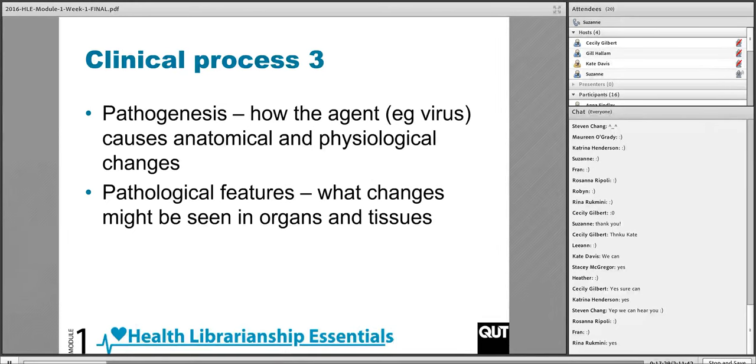Okay, so having considered causation or etiology, the clinician will also consider how the causative agent, in the case of measles, this is a virus, affects the body at the level of cells, organs and tissues. So, for example, the measles virus stimulates the body to produce antibodies, which can be measured in the blood of a patient. And if a definitive diagnosis is required for measles, it needs to be a blood test.